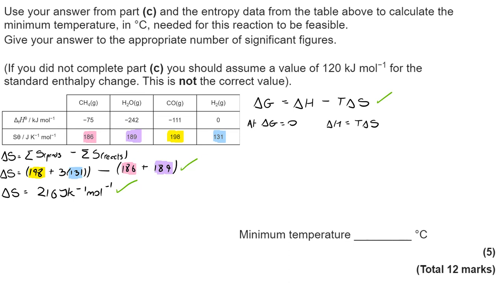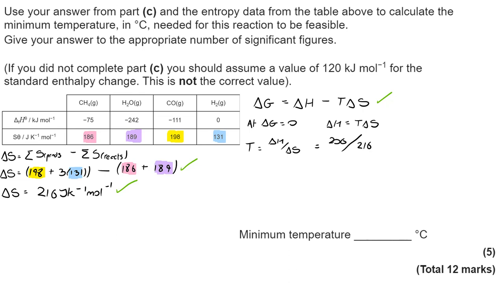Third mark is for writing out my expression for delta G, which is delta H take T delta S. Now at delta G equals 0, we can be confident that delta H is equal to T delta S. So that means we can rearrange to make temperature the subject. Now I'm going to put my delta H value in that I calculated in part C. That's 206. And I'm going to divide by my entropy, my delta S value, 216.